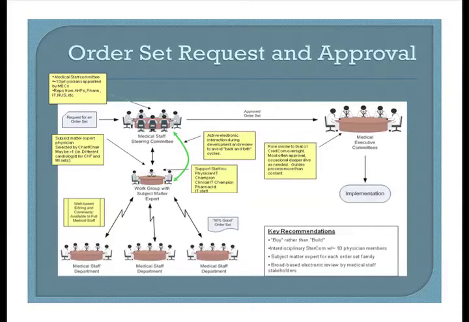We had a doc in one of our meetings, as a measure of the success of this approach, say, you know, well, it's pretty obvious no physician was involved in this.